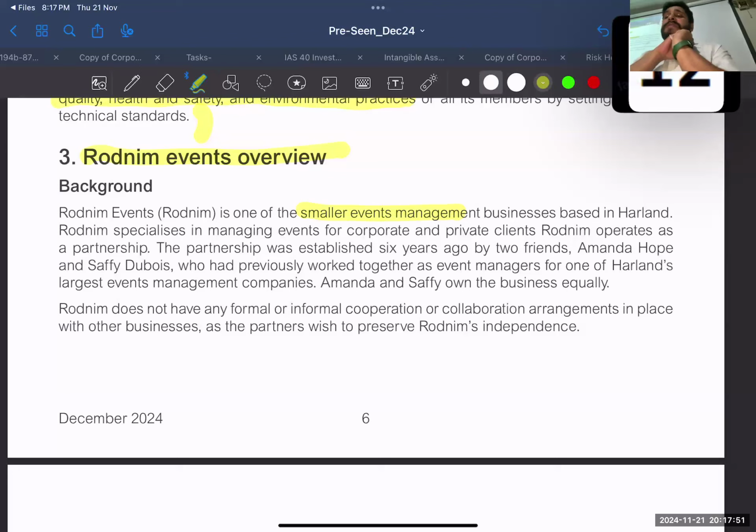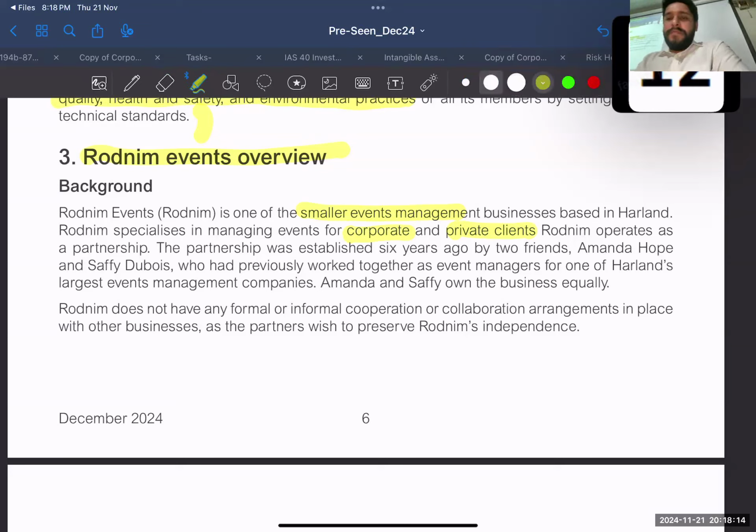So the business is based in Harlan. Rodnim specializes in managing events for corporate and private clients. So we specialize in corporate and private clients, which means our specialty is not in the public sector. This may mean two different things: we are not totally operating in the public sector, or we do not have big public sector clients.